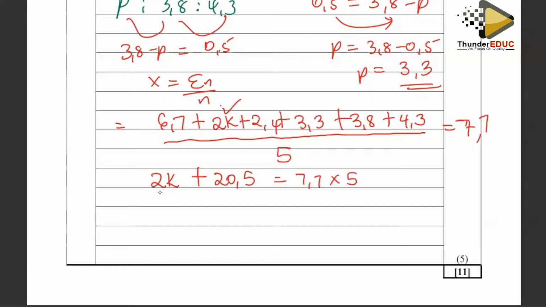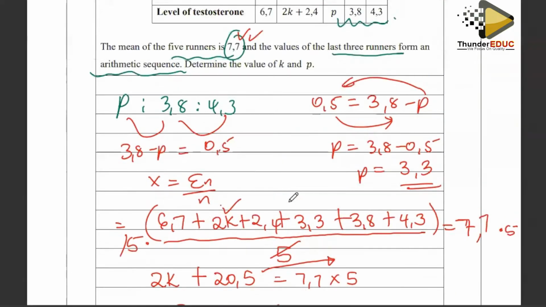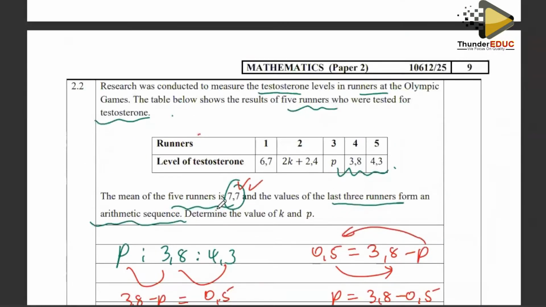Then I'm multiplying it by 5 because I need to get rid of this denominator. So times 5 and then times 5. Okay, so I'll have to move the 20,5 that side. So 2K is going to be 38,5 minus 20,5. So 2K becomes 18. Divide both sides by 2, and then K becomes 9. All right, so that is how we would have answered this.